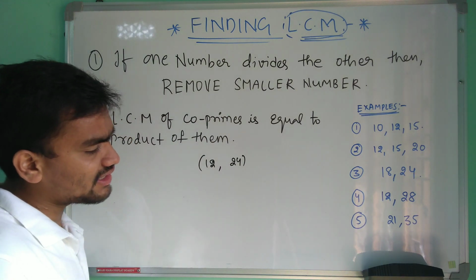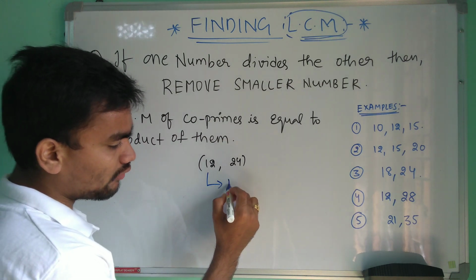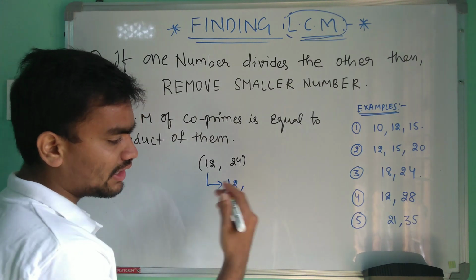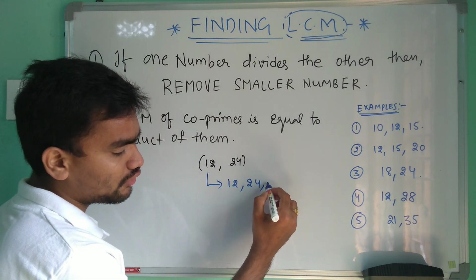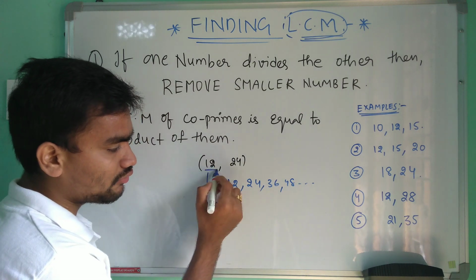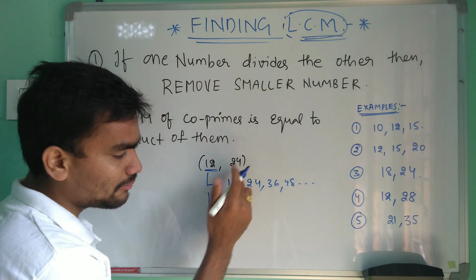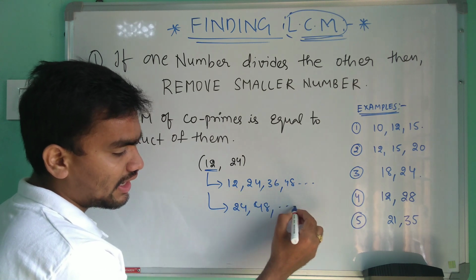If you take two numbers, for example 12 and 24, then we can write the multiples of 12 as 12 times 1, that is 12. And if you multiply with 2, 3, 4, and so on, you will get 12 into 2 is 24, 12 into 3 is 36, 12 into 4 is 48, and so on. These are the multiples of 12. Similarly you can write the multiples of 24 as 24 into 1 is 24, 24 into 2 is 48, and so on.